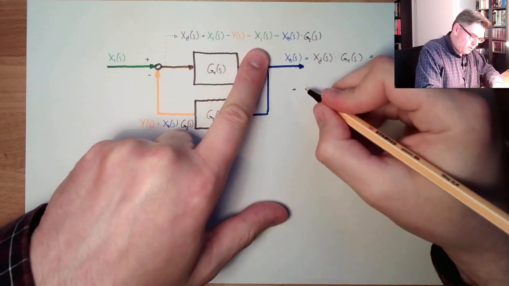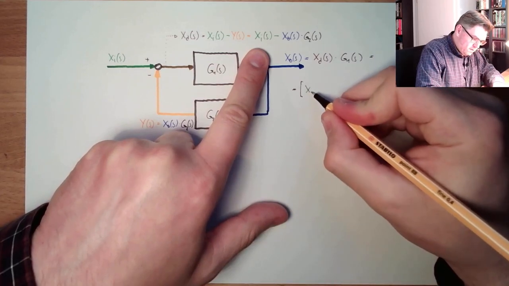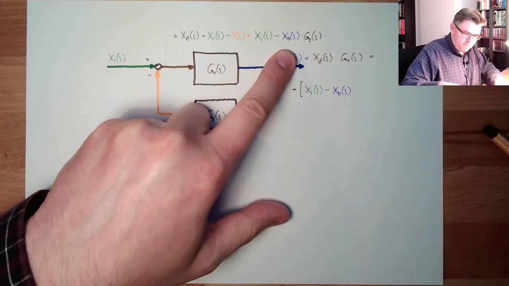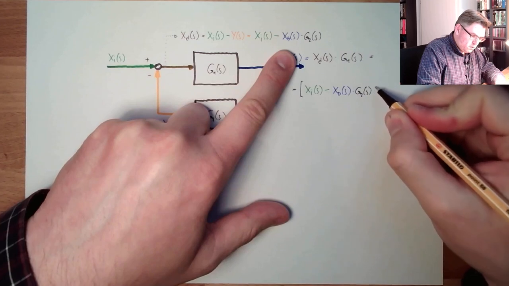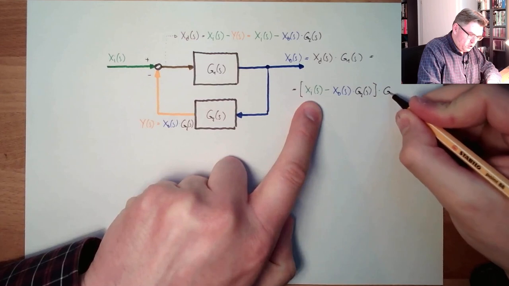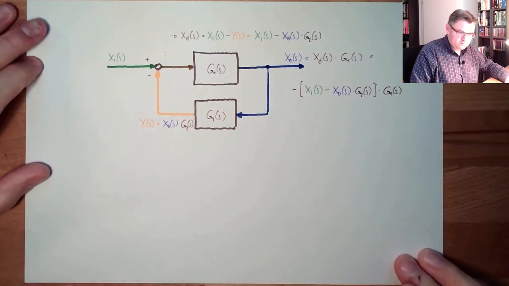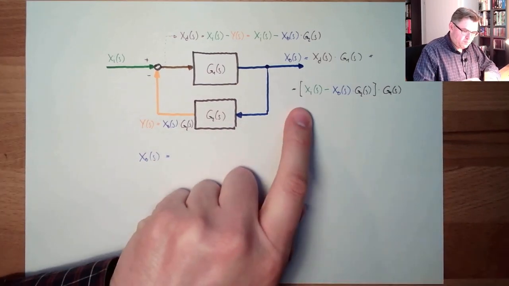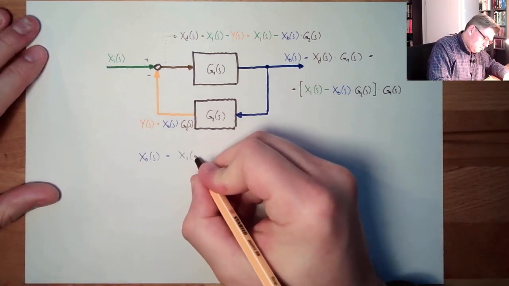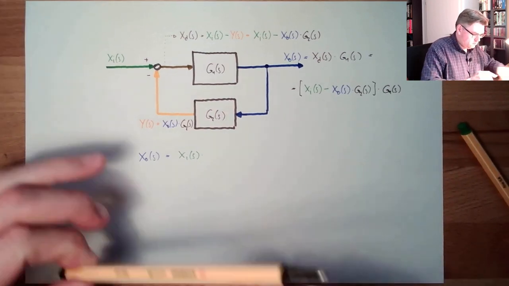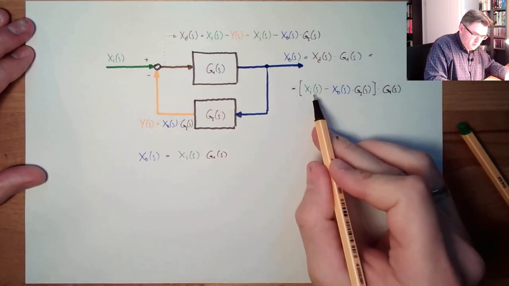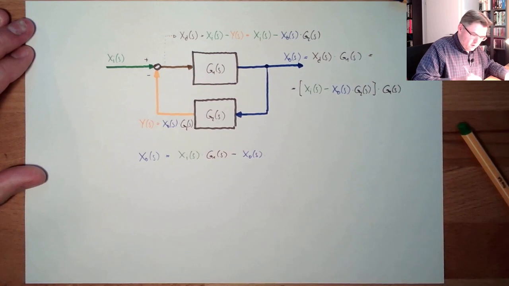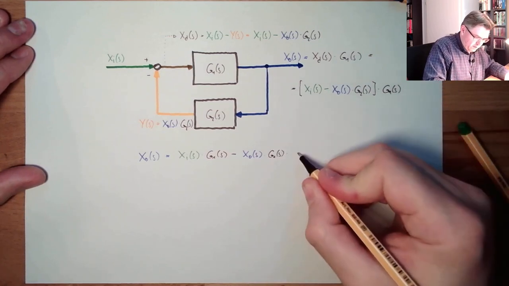XD is this here. So I will simply open a big bracket. So we're having here XI from S minus XO from S multiplied by G2. This is now XD, and multiplied by G1. I'll write now further. So we are having XO from S equals, I will get this into the bracket. So we are having XI from S multiplied by G1, this term, and then minus XO multiplied by G1 and still multiplied by G2.